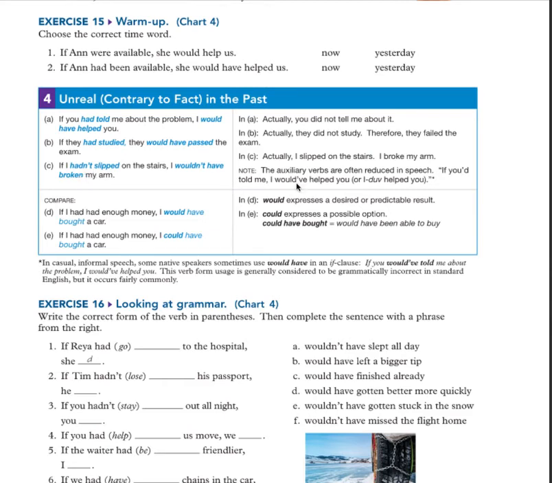Note, the auxiliary verbs are often reduced in speech. If you'd have told me, or I would have helped you, or I'd have helped you. Okay? Just for your information. Don't use it that way because it's very informal.